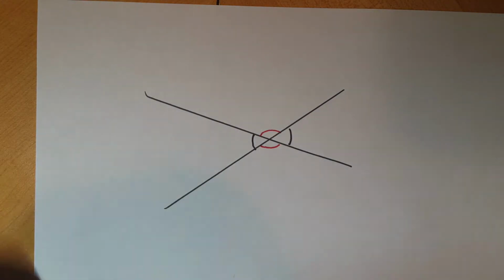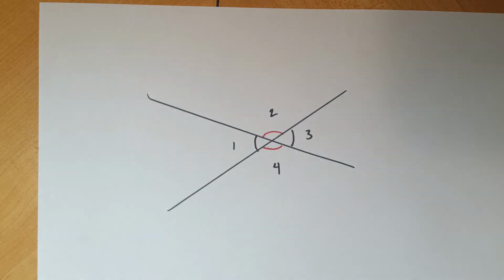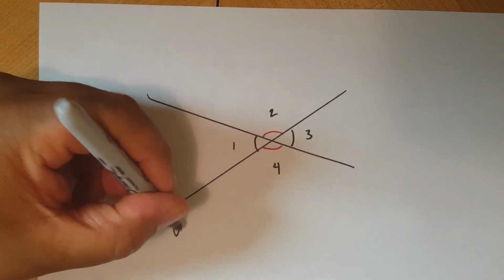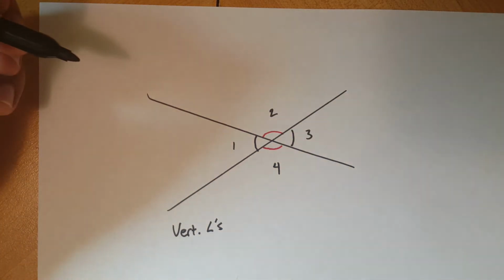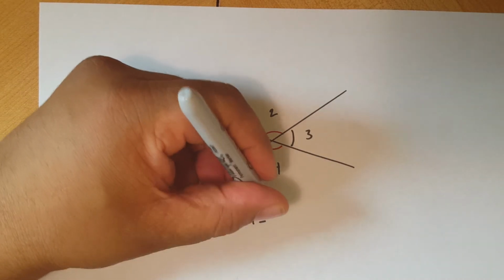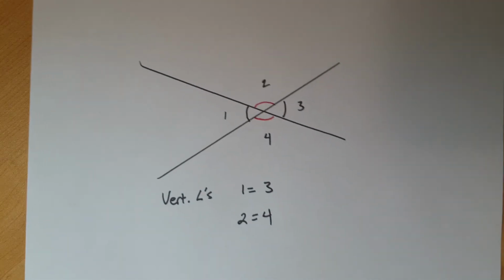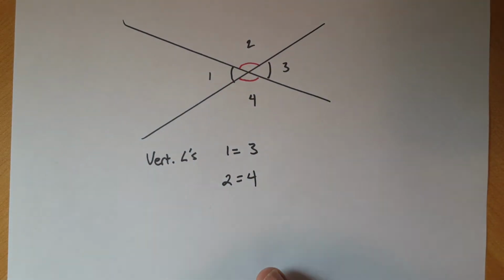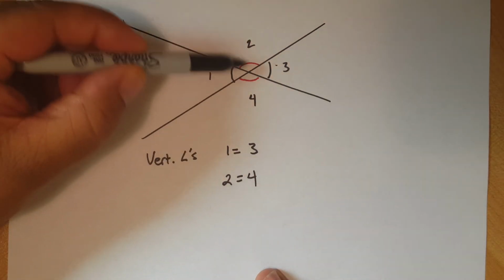So let's number our angles. Vertical angles would basically tell us that 1 is equal to 3 and 2 is equal to 4. Okay, and those angle relationships. So these black angles equal each other and the red angles equal each other.